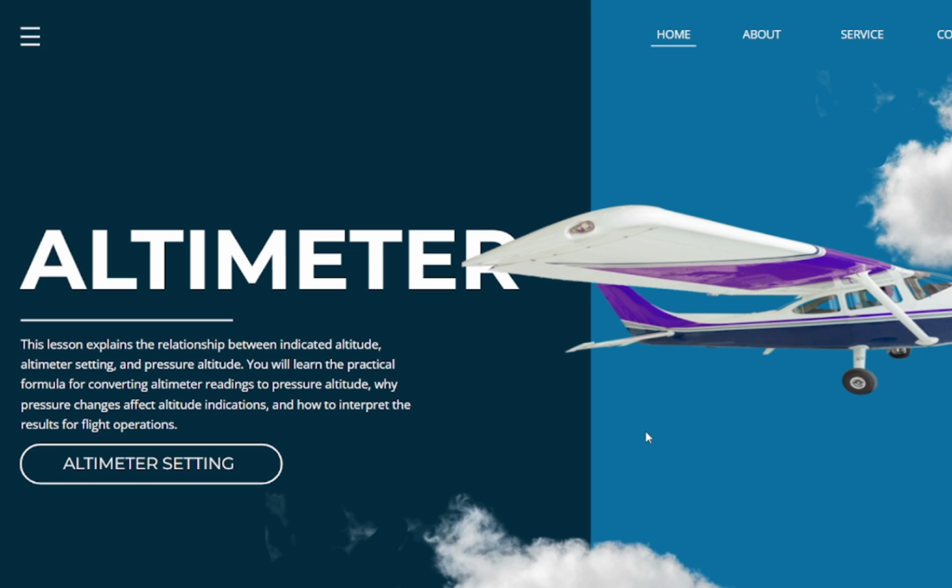Before we get into the math, though, let me start you with this. Your altimeter isn't actually measuring altitude. It's measuring air pressure. And that's important because air pressure changes not just with height, but also with weather conditions. Today we're going to see how a change in altimeter setting can make your indicated altitude different from your pressure altitude, and why this matters every single time you fly.